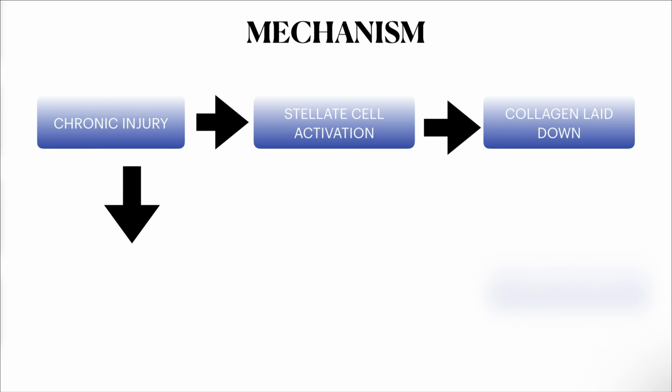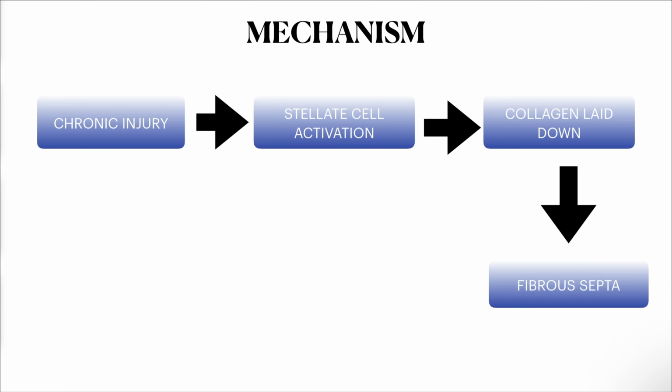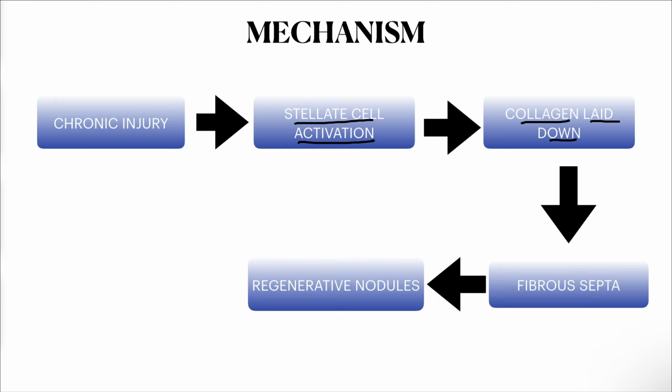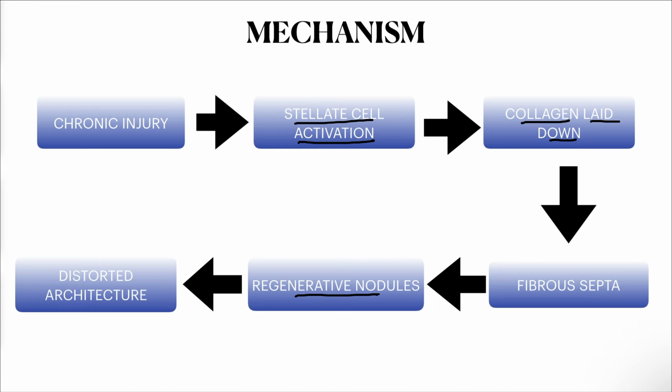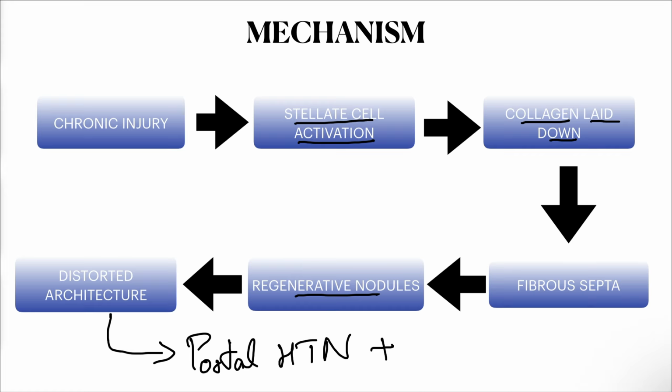Moving on to the mechanism. First, what happens? There's a chronic injury, and then the stellate cells get activated, which further causes collagen to be laid down, and the fibrous septa and regenerative nodules and disordered architecture, which finally causes portal hypertension along with failure. So this is the whole mechanism of cirrhosis of the liver.